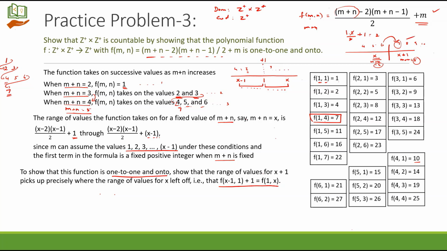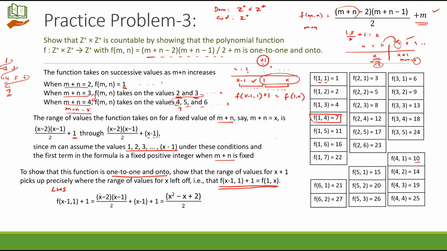This is what they say, f of (x minus 1, 1). This range plus 1 should give you f of this particular range (1, x). So we will start with the left hand side and ultimately you have to end up with the right hand side. So here we have (x minus 1, 1). So m is equal to x minus 1, n is equal to 1. So what is m plus n? x minus 1 plus 1, both will get cancelled and you will have only x.